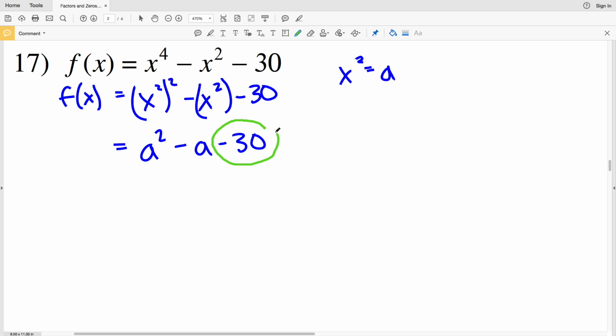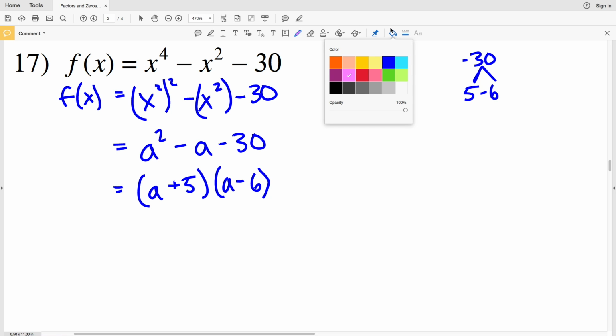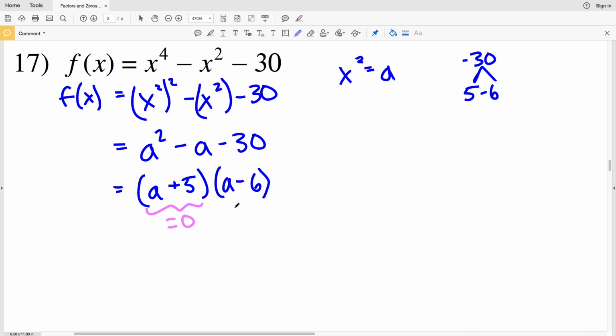Now you can see that I have a quadratic, and I can factor it because I know there are two numbers that multiply to give me negative 30 and add to give me negative 1. The factors of 30 that will work are 5 and 6, and since I need negative 1, I'll be using negative 6. So I'll have a plus 5 and a minus 6. That means my zeros occur when a plus 5 equals 0 and when a minus 6 equals 0. So a equals negative 5, and a equals a positive 6.